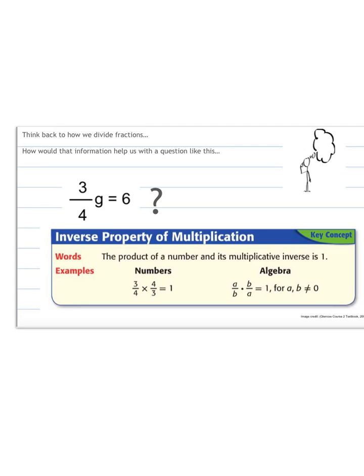Okay, some things to think about as we go through this lesson. Think about how do we divide fractions. So think back a few units. How did we divide fractions, and how would that information help us solve this type of question where 3/4 times g equals 6? Okay. Vocab here that we need to know.